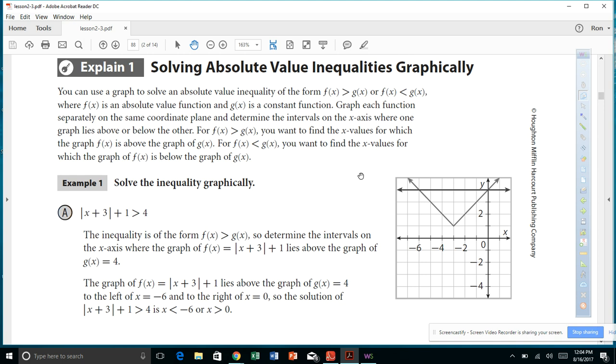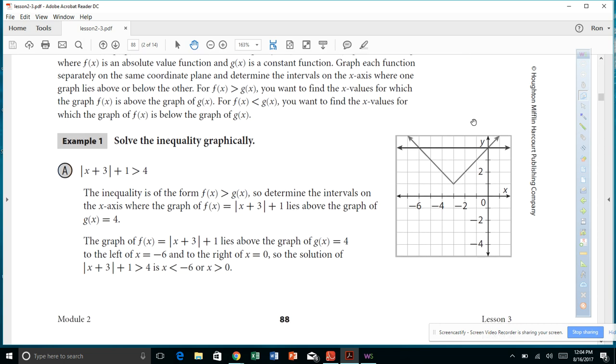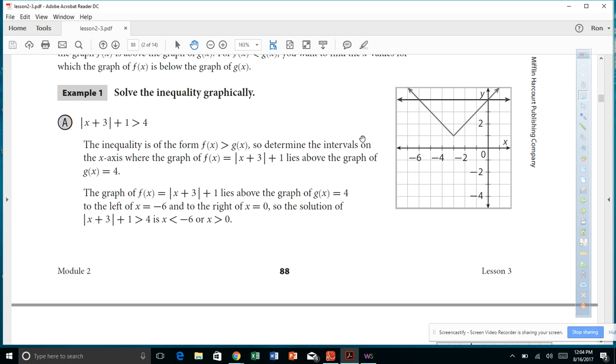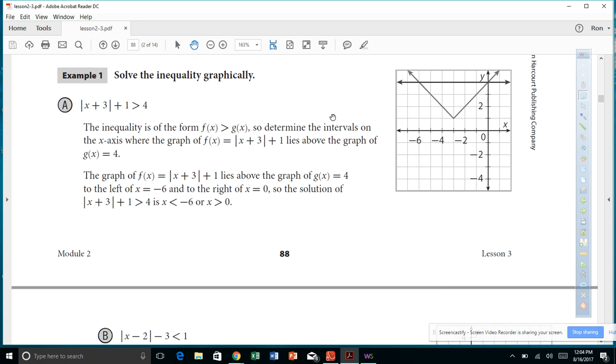For f of x is greater than g of x, you want to find the values for which the graph of f of x is above the graph of g of x. For f of x is less than g of x, you want to find the x values for which the graph of f of x is below the graph of g of x. Example 1, solve the inequality. Let me go through this one with you.